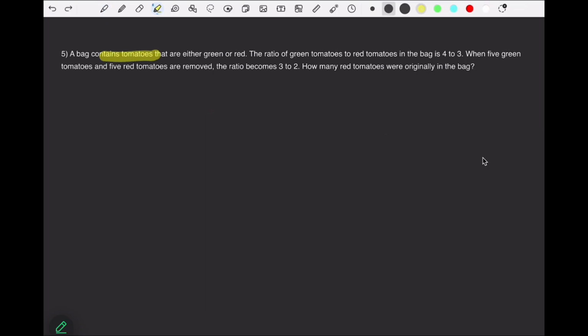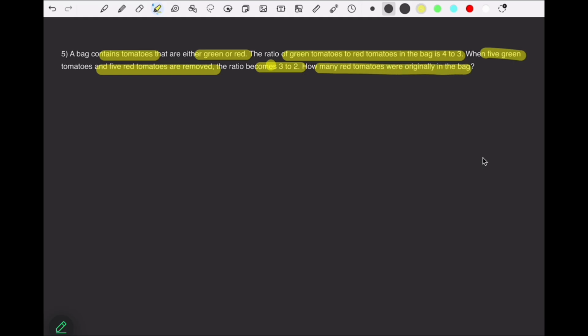A bag contains tomatoes. They are either red or green. The ratio of the green tomatoes to red tomatoes, initially they are in the ratio of 4:3. When they remove 5 green tomatoes and 5 red tomatoes from the bag, the ratio becomes 3:2. Now we have to find how many red tomatoes are originally in the bag.